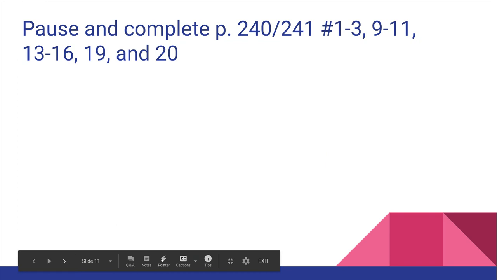Now, just because the notes are short doesn't mean that the information is necessarily easy. I want you to pause and complete pages 240 and 241. We're doing 1 through 3 all, so 1, 2, 3, 9, 10, 11, 13, 14, 15, 16, 19, and 20. Pause and come back, and we'll go over these together.